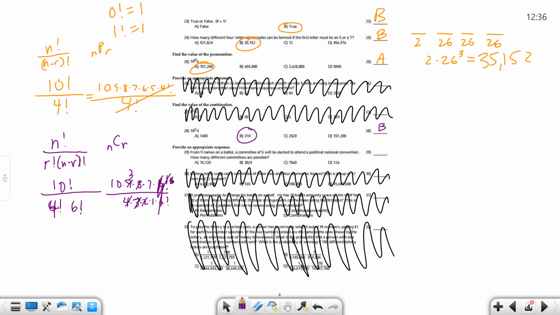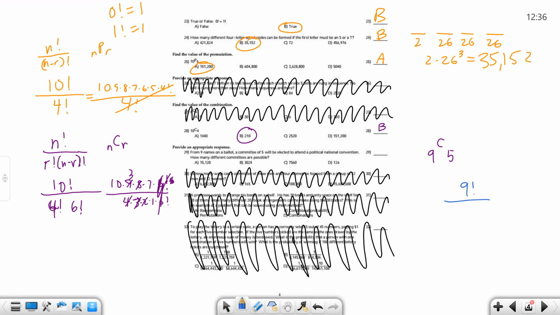From 9 names on the ballot, a committee of 5 will be selected. It asks how many different committees are possible. It doesn't say that they're places. So, like if I'm chosen first or fifth, it doesn't matter. I was still chosen. So this is a combination. I'm going to use 9C5.